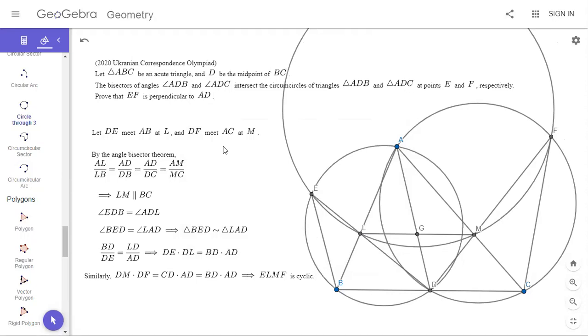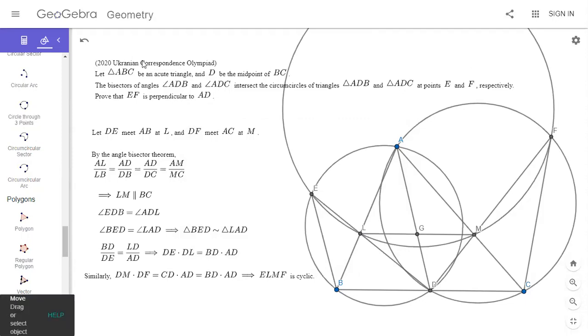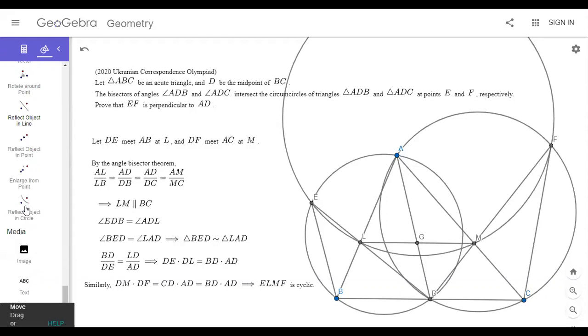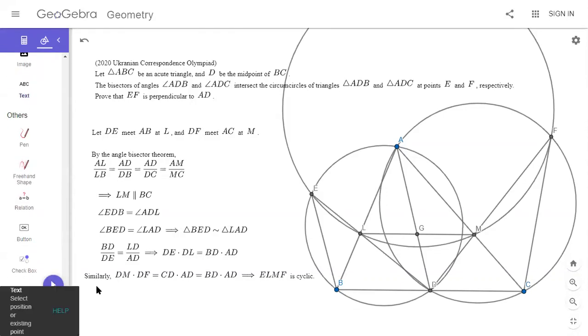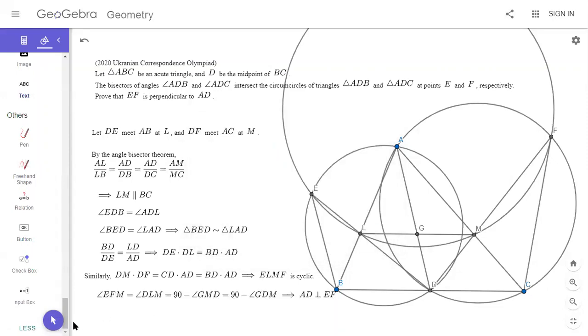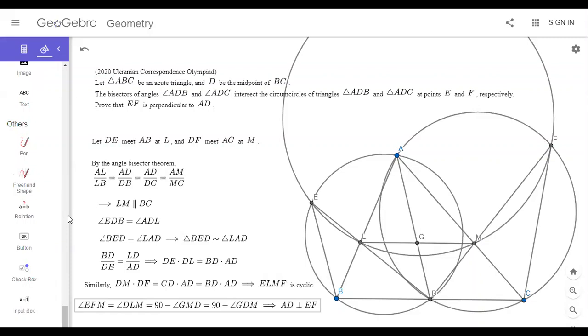So once we know ELMF is cyclic, it's just an angle chase. Thanks for writing that in LaTeX. I appreciate it. All right. So then angle EFM is angle DLM, which is 90 minus angle GMD, which is 90 minus angle GDM. And so AD is perpendicular to EF. I like it. There we go.